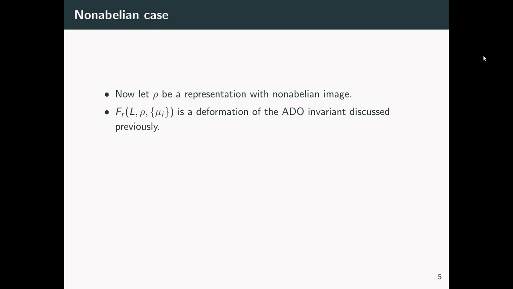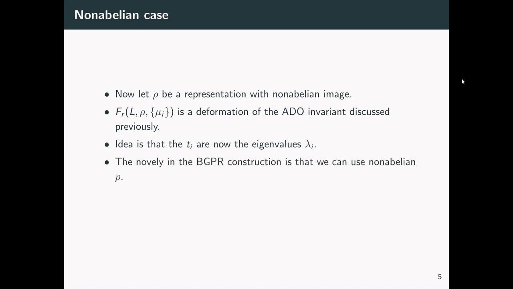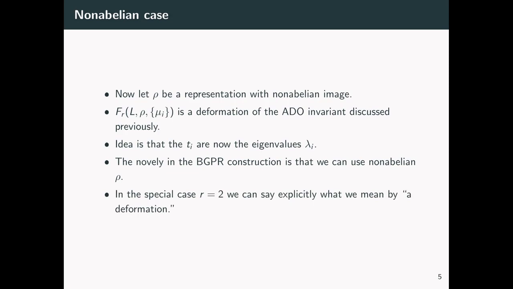To some extent, this has only been defined, so we're still trying to understand better what it really means, but that's the basic idea. And the idea is that instead of these variables t_i in the diagonal, those correspond to my eigenvalues lambda_i. That's why I choose rth roots of the eigenvalues. And again, the novelty in this construction is that we can use non-abelian rho, so it's some kind of more general invariant. Actually, if you pick r equals 2, you can explicitly say what we mean by a deformation.